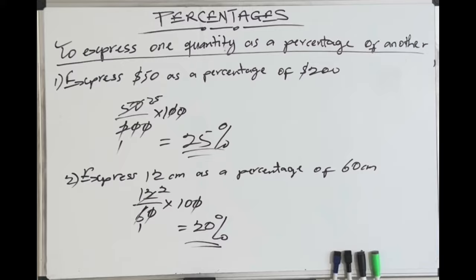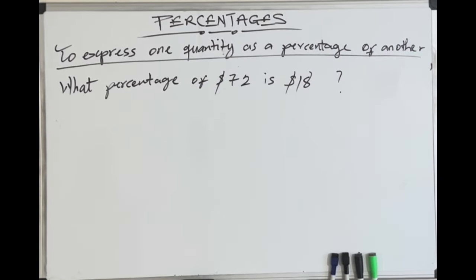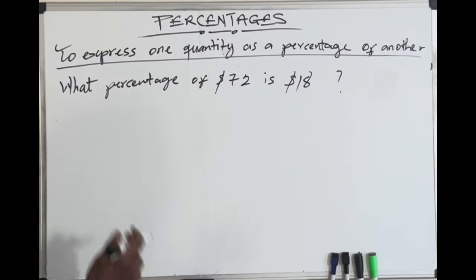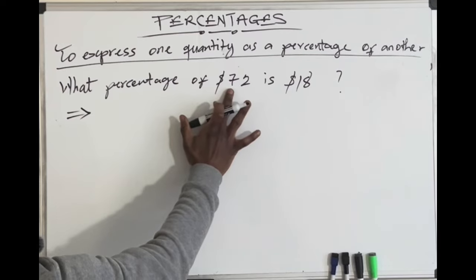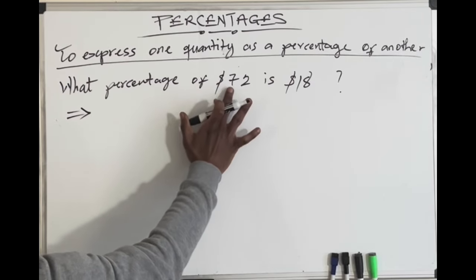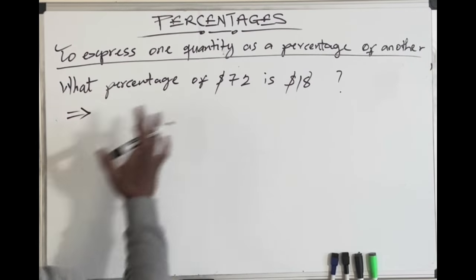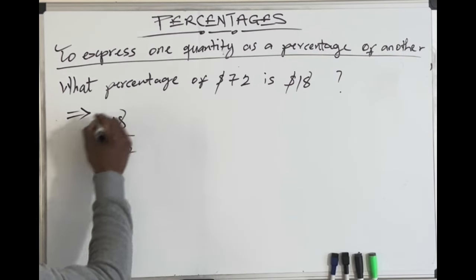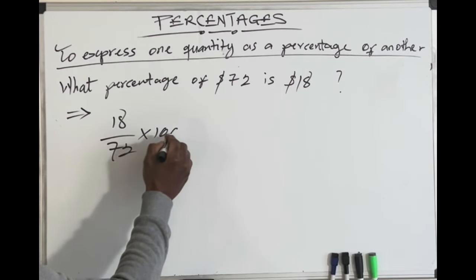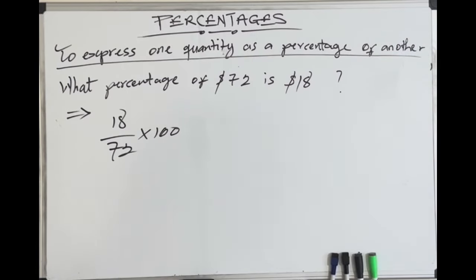Okay, all right, let me give one more example and then we jump to the next subtopic. Okay, so what percentage of $72 is $18? Okay, it's kind of in a tricky form. We said the number that comes after of is what? The denominator. So 72 will be the denominator, and then the 18 will be the numerator multiplied by 100. Okay, all right.